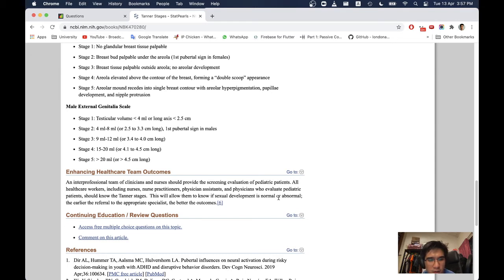Enhancing healthcare team outcomes. An interprofessional team of clinicians and nurses should provide the screening evaluation of pediatric patients. All healthcare workers, including nurses, nurse practitioners, physician assistants, and physicians who evaluate pediatric patients, should know the Tanner stages. This allows them to know if sexual development is normal or abnormal. The earlier the referral to the appropriate specialist, the better the outcomes.